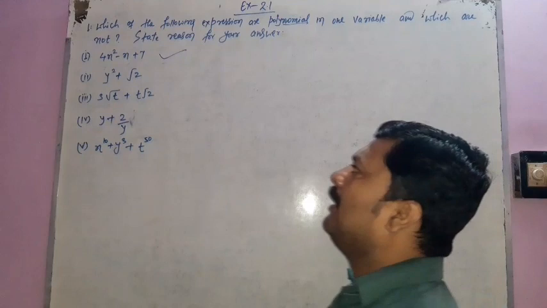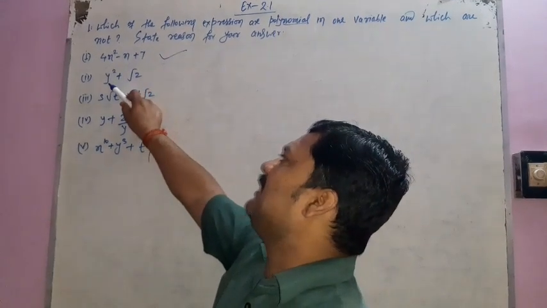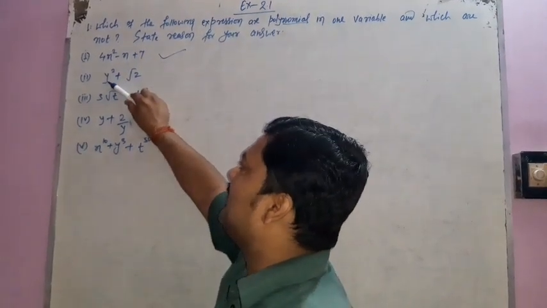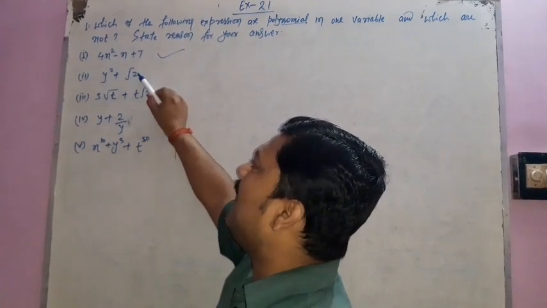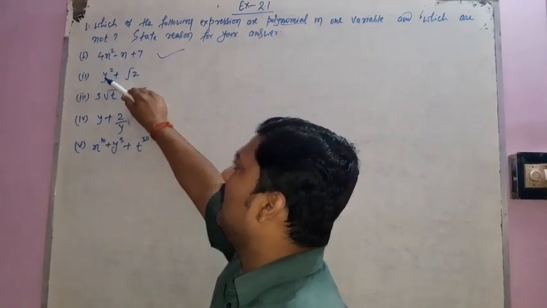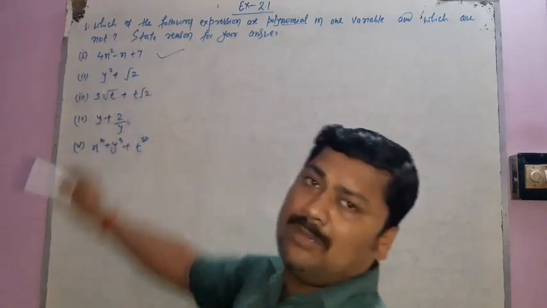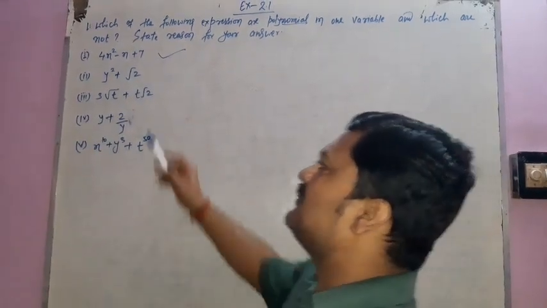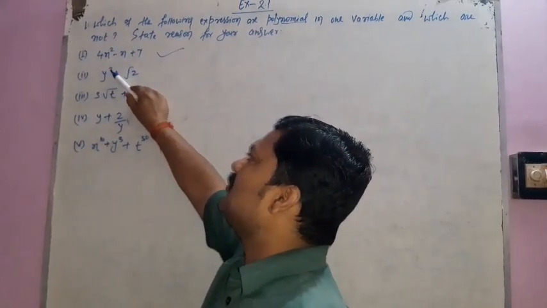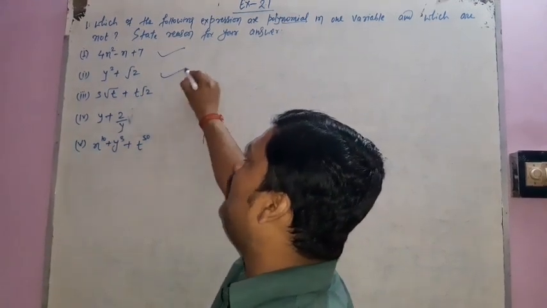Now in the second algebraic expression, only one variable is present here, y, and this is a polynomial. Why? Because the degree of the variable is also a positive integer. Here the exponent or degree of the variable is a positive integer, so it is also a polynomial.